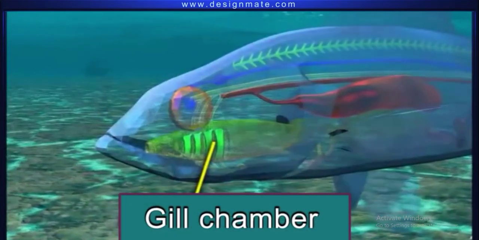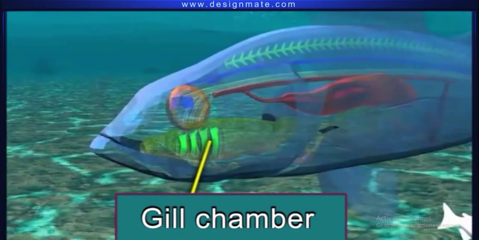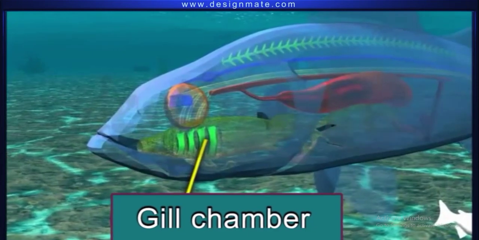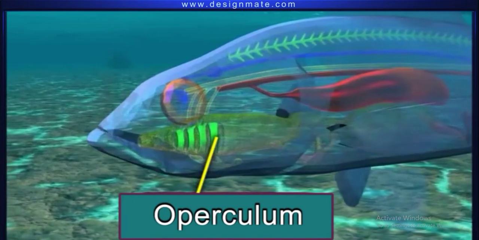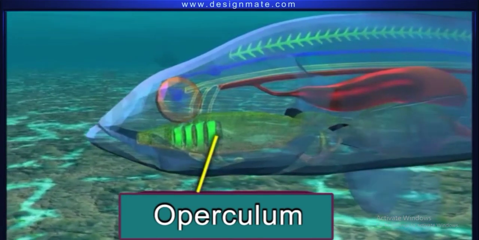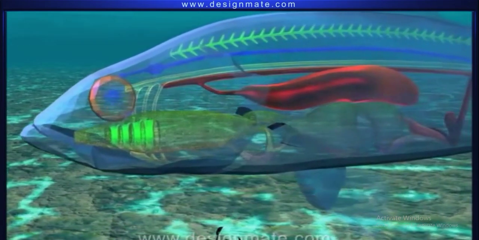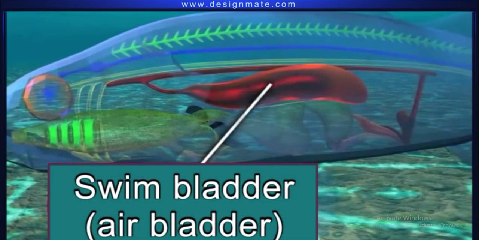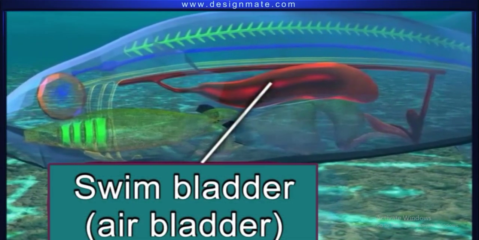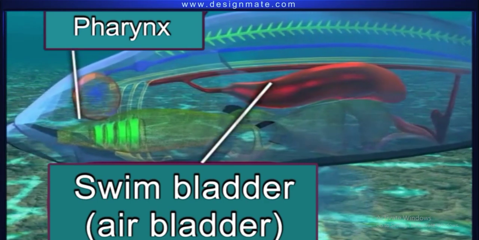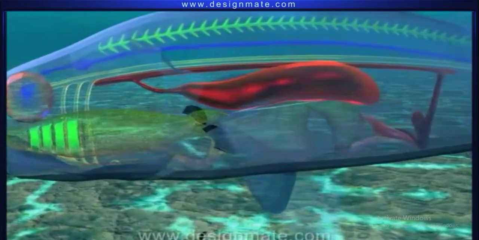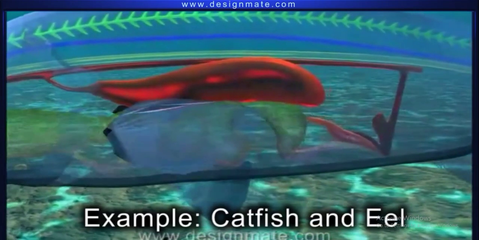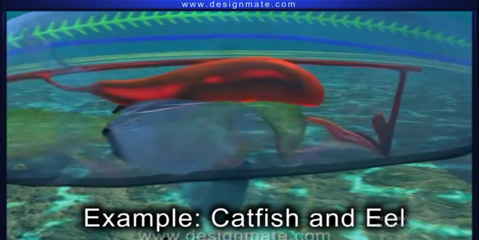which open into a gill chamber. This chamber is covered by an operculum. Generally, these animals possess a swim bladder or an air bladder which communicates with the pharynx. Example: catfish, eel, etc.